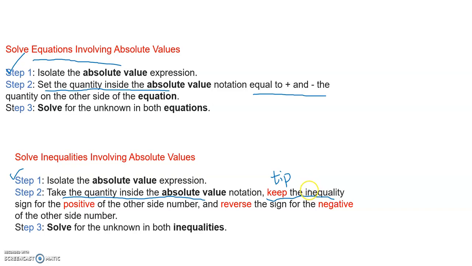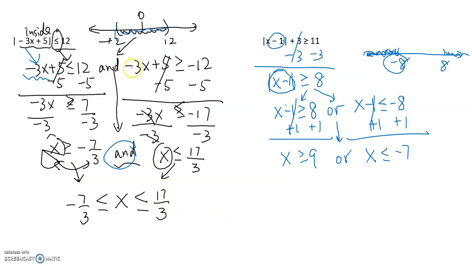It's just the easy way for you to memorize instead of drawing the graph each time. So we keep the inequality sign for the positive of the right side number, but we reverse it for the negative. As we see in the previous examples, we keep less than for +12. Flip it, greater than for the negative. Why is it greater than? Because these numbers are bigger than -12 right here.